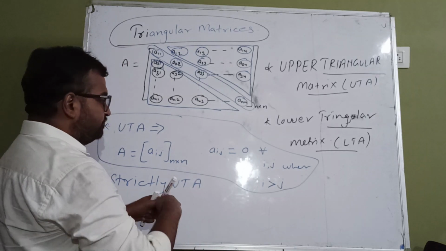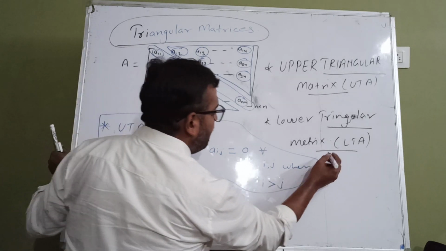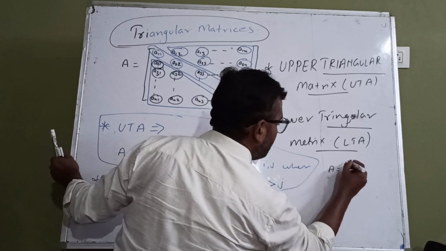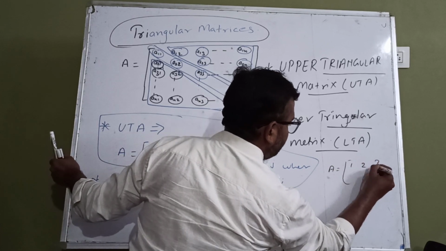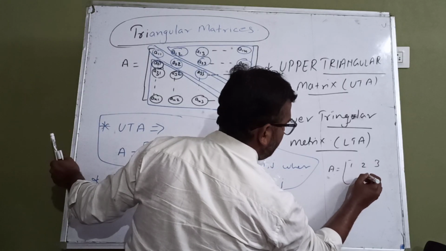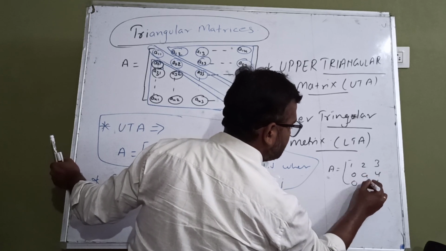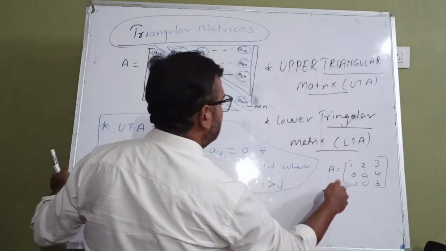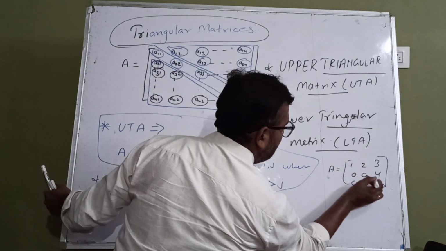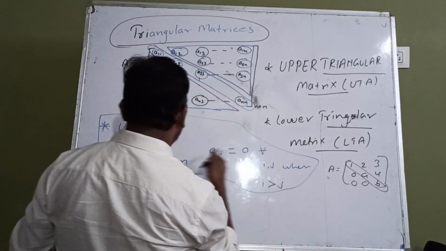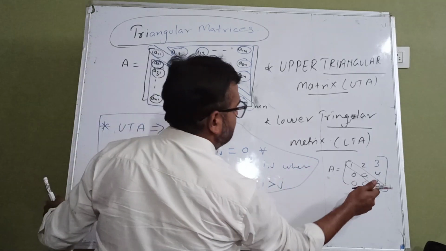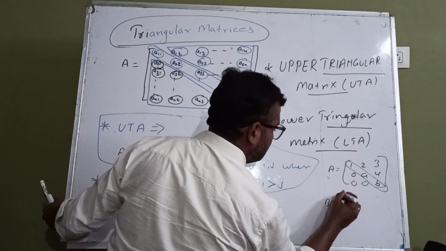At the same time, I am writing an example here. 1, 2, 3, 4, 0, 0, 0. Definitely, all the elements below the diagonal elements are 0, so this is your upper triangular matrix. Now the another matrix here.